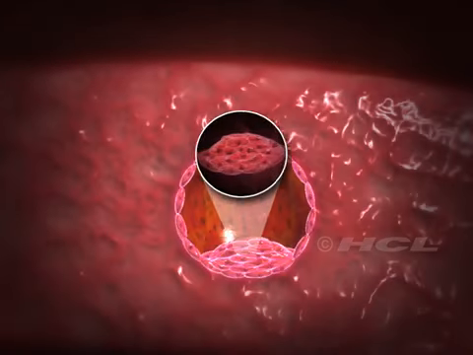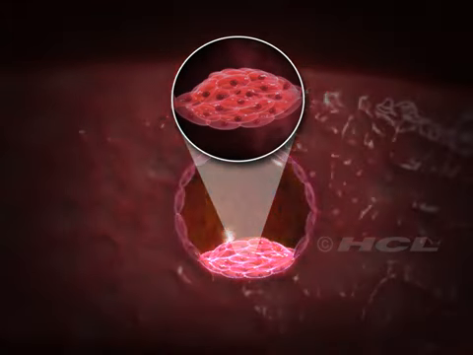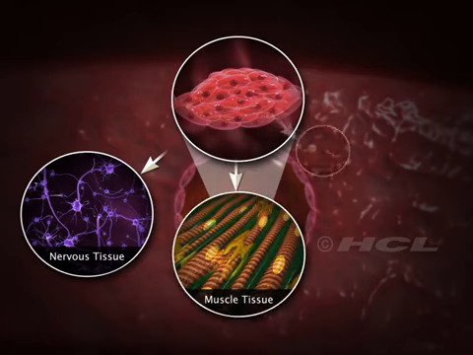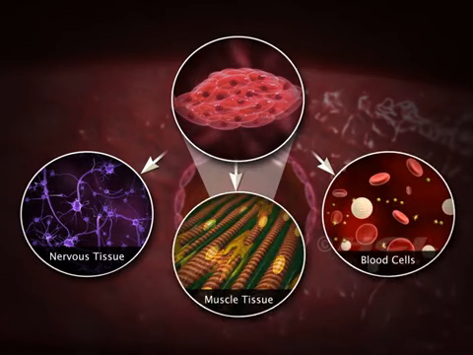Some cells called stem cells are present in the inner cell mass. The stem cells are pluripotent, which means that they can give rise to any type of tissue except those of the placenta and the extra embryonic membranes.